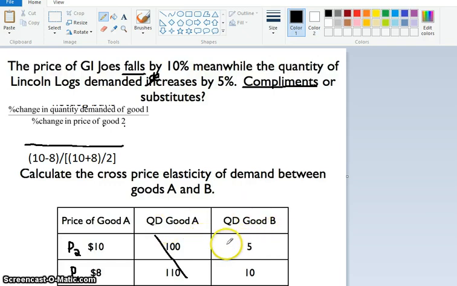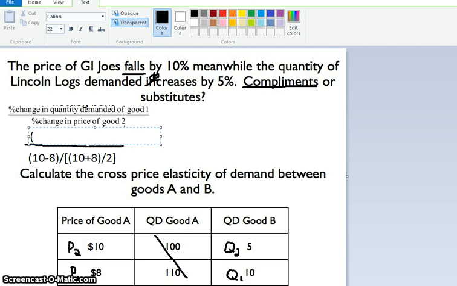So we want to use what's over here. So 5 is going to be our Q2. Okay? Again, it's important that P2 and Q2 match up. And this is going to be our Q1. All right? So now let's go to the top. So I'm going to do Q2, which is 5 minus 10 divided by 5 plus 10 divided by 2. Okay? And I'm going to spare myself the math here and you. Actually, at this point, why don't you go ahead and solve here, and I'll wait for you and see how you do. And determine if you think it's complements or substitutes between these two goods.